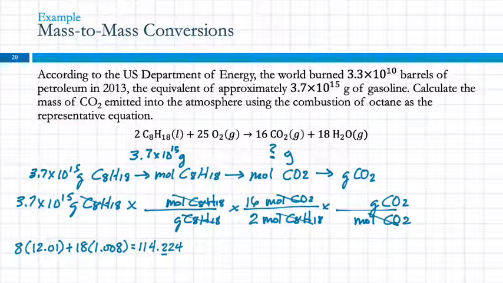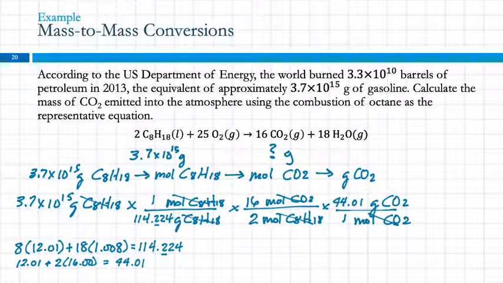I'm going to put that in here. And then at the other end, I need the molar mass of carbon dioxide. So there's 1 carbon and 2 oxygens. And so that's 44.01. 1 mole of CO2 weighs 44.01 grams. Any questions?